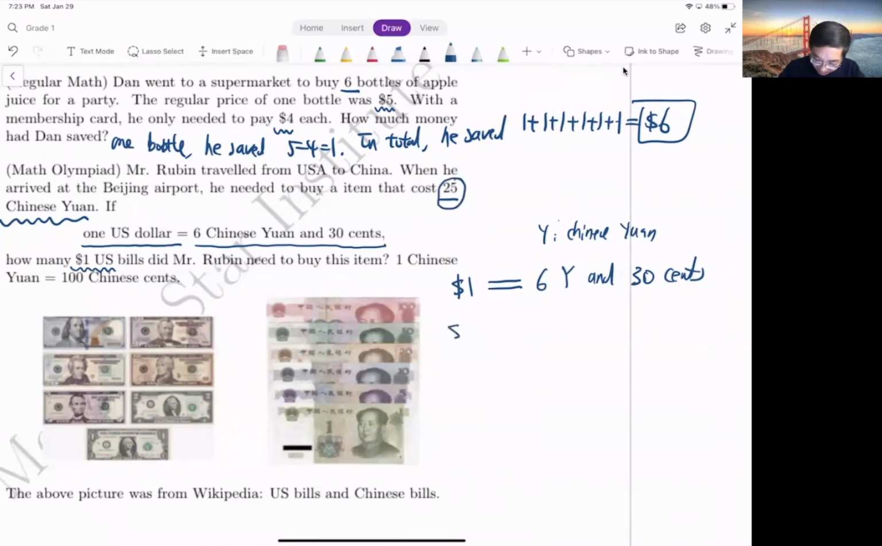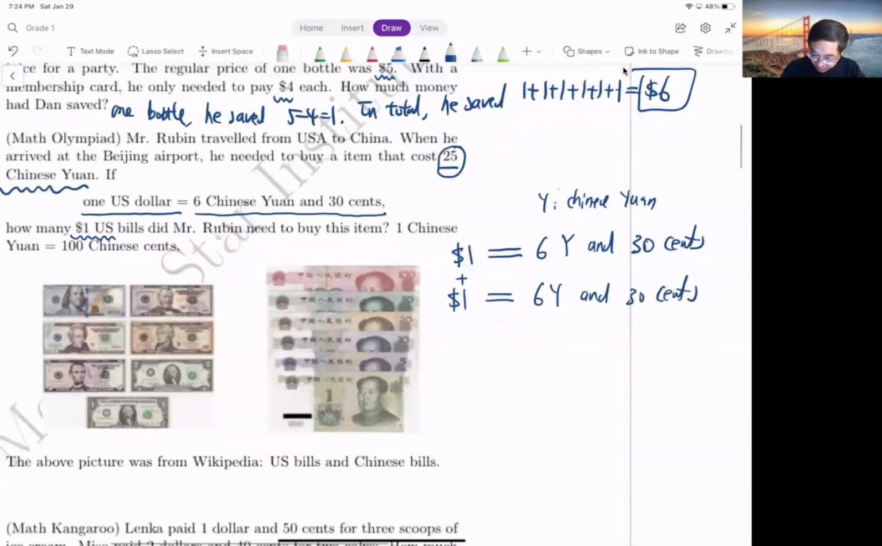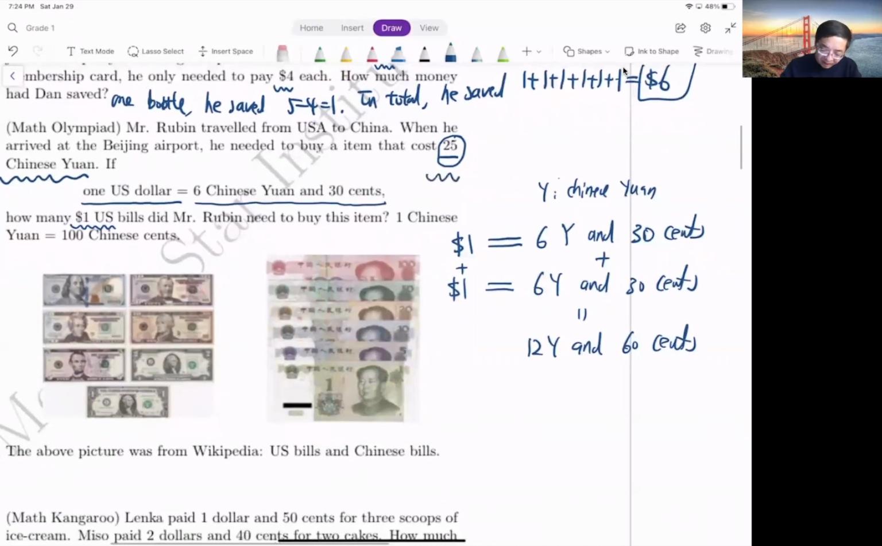And then let's do one more. So again, add one more. So that's another 6 yuan and 30 cents. Okay, so we add them together, what do we get? You get 12 Chinese yuan and 60 cents, right? Which is still not enough because the target is 25 Chinese yuan.